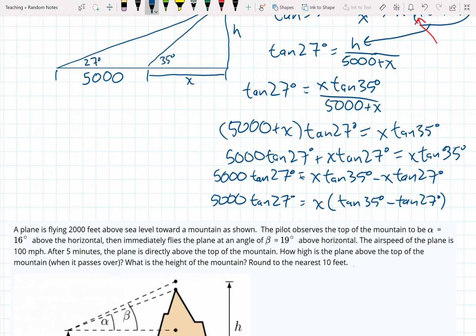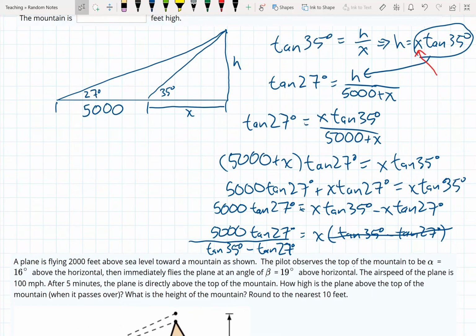All right, and then the last step is just to divide by that parentheses, and that'll give you x. So I'm going to put the left-hand side over tangent of 35 degrees minus tangent of 27 degrees. And that's your x, and then you just go back up to the top and you substitute it in, and you multiply by the tangent of 35 degrees, and that will give you your h.